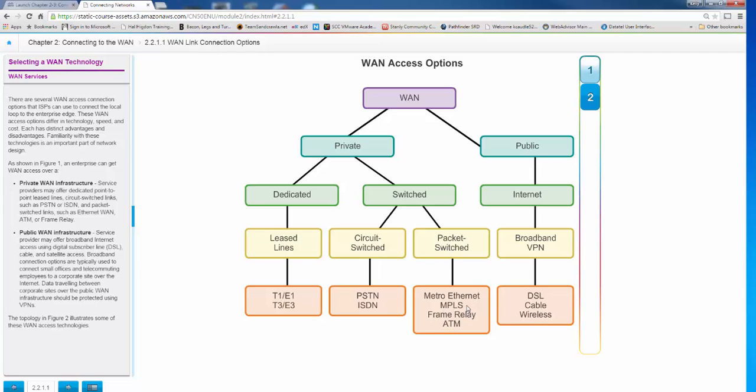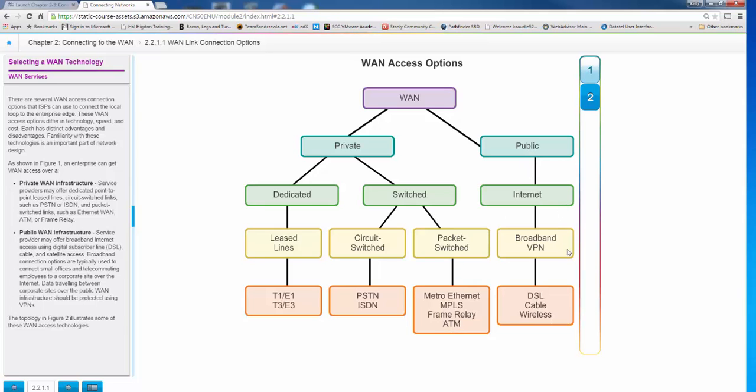Packet switched: MPLS, Metro Ethernet. Metro Ethernet is very common in the U.S. now, especially in larger cities. Frame Relay and ATM, all of those are available. Now, you can go your own private way, or with a packet-switched network, or you can do public.